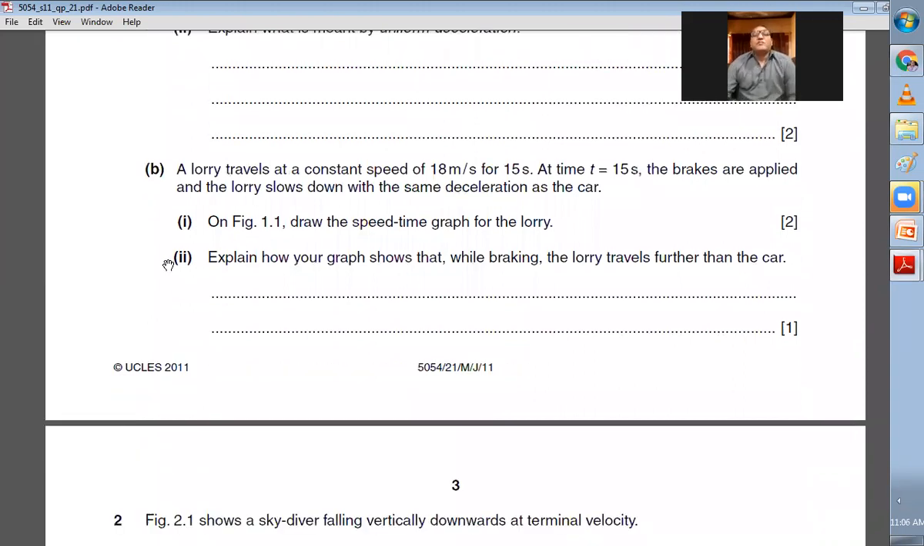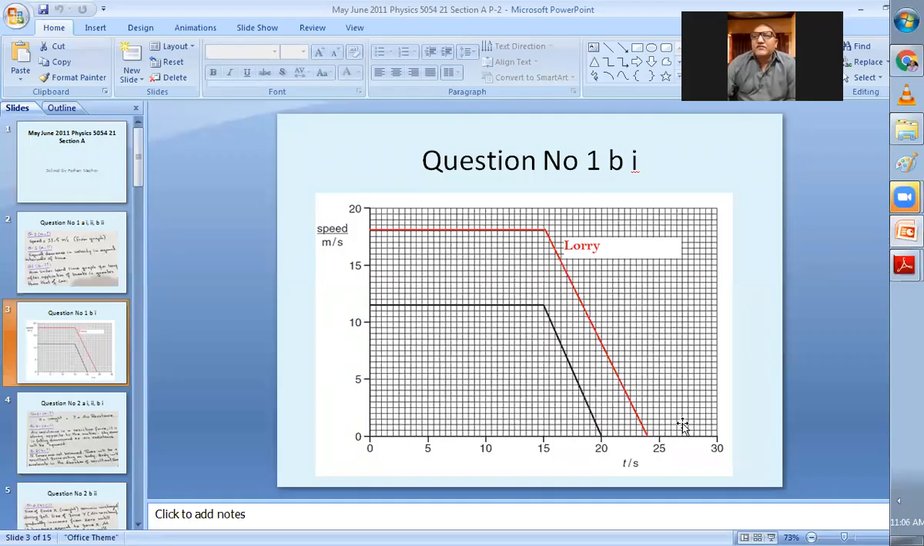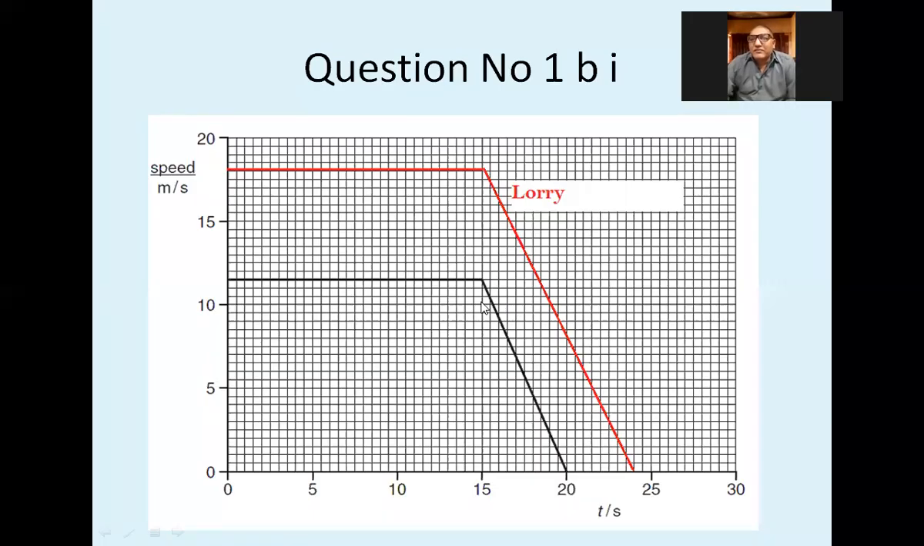Then the question is, explain how your graph shows that while braking, the lorry travels further than the car. Okay, so let me go back to that diagram. If you find out the distance moved by the car when the brakes are applied, that will be this triangle. Area under the speed time graph is equal to the distance traveled. So if you want to find out how much distance is traveled after you applied the brakes at 15 seconds, you find the area of this triangle. For the lorry, when you apply the brakes, you will find the area of this big triangle.